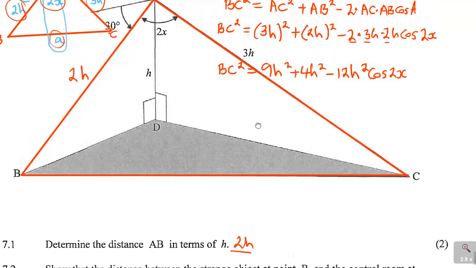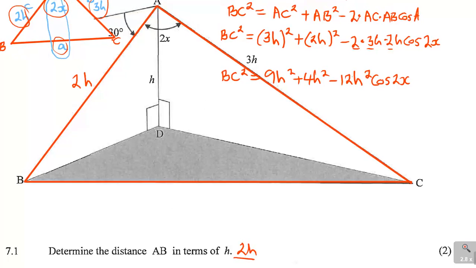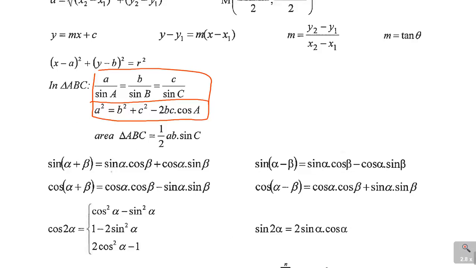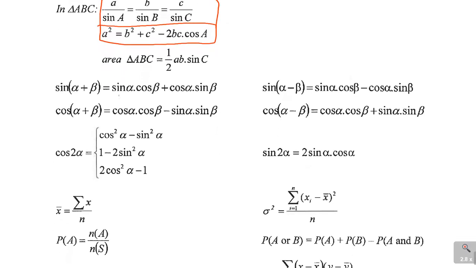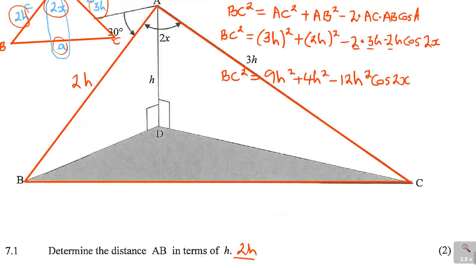Now in my answer I currently have 2x, which means I must convert 2x into cos squared using trig identities. If I go to the trig identities for cos 2 alpha, I have 3 of them, but I must focus on the one that only has cos squared. The first can't work because it has sine squared. The second also has sine squared, so it will be the third one: cos 2x is equal to 2 cos squared x minus 1. That's what I'm going to use.